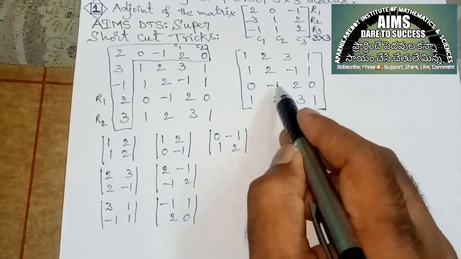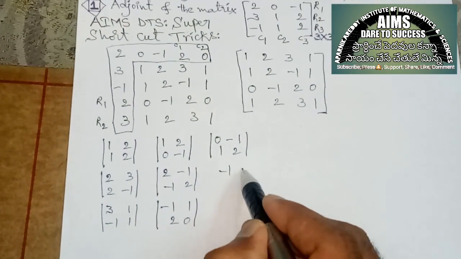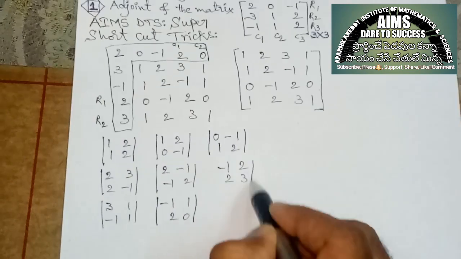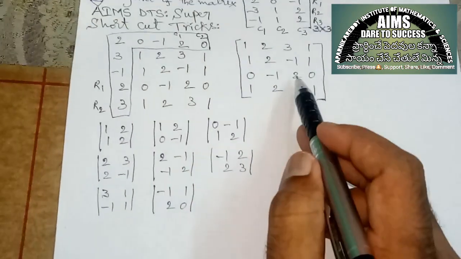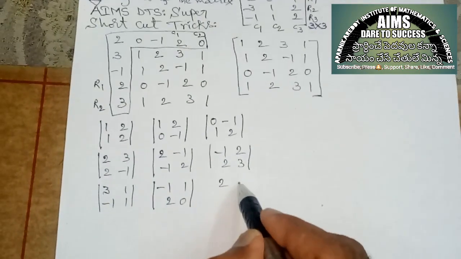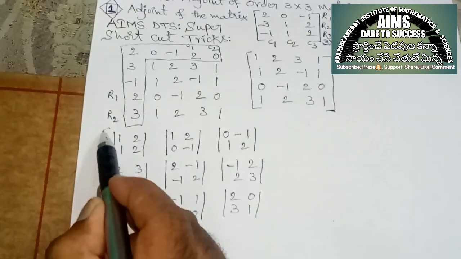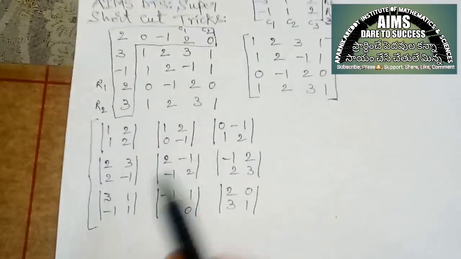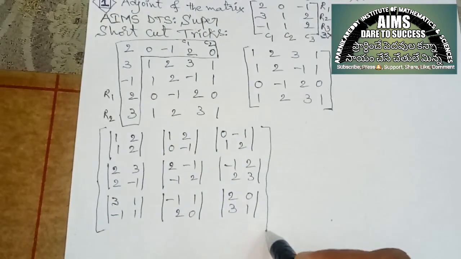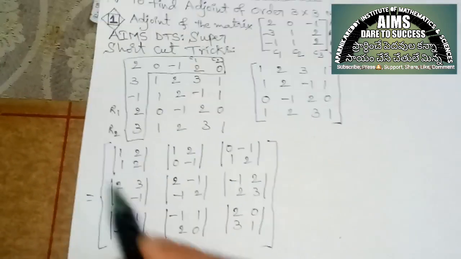Then you have to go to the remaining: minus 1, 2, 2, 3 for this determinant. And the last one: 2, 0, 3, 1. You have to write it in a matrix. Okay, my dear friends.